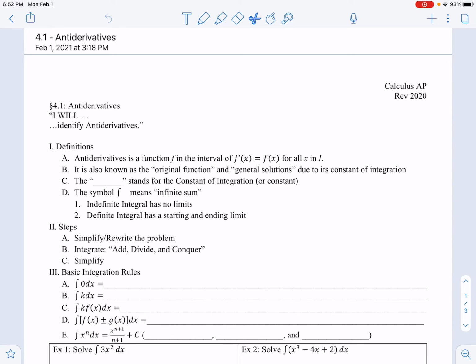Today's lesson is antiderivatives, which is really doing derivatives backwards. It's what integration is all about. This first sentence, I'm not sure what they're talking about, so I am going to go in here and just cross it out.